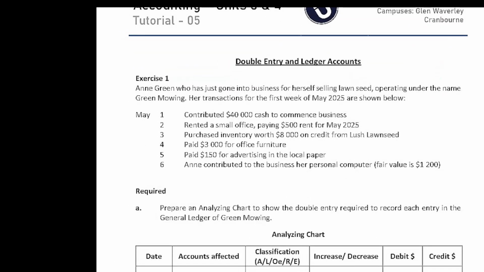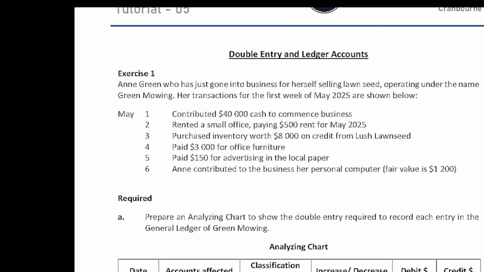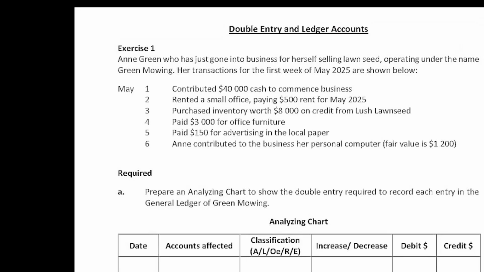Right. Now exercise 1. Anne Green, who has just gone into business for herself, selling lawn seed, operating under the name Green Moving. Her transactions for the first week of May are shown below. Okay. Now the same thing that we did last time, didn't we? Same thing, right? Okay, let's do it.